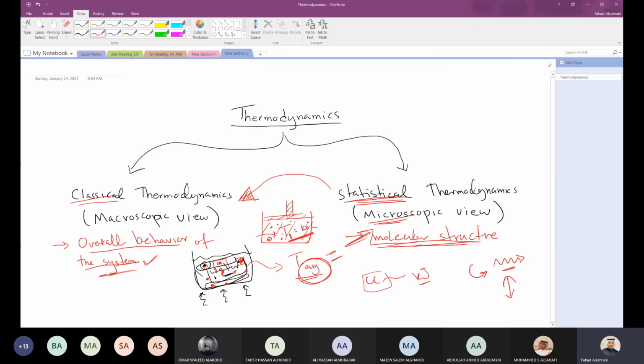So, in classical thermodynamics, as you will see later, we talk about U having a certain value. But actually, how did they find this U? They summed all the energies related to rotation, vibration, and translation, and this is statistical thermodynamics. They did statistical thermo on these molecules to come up with the average internal energy for this specific matter, substance, or system.